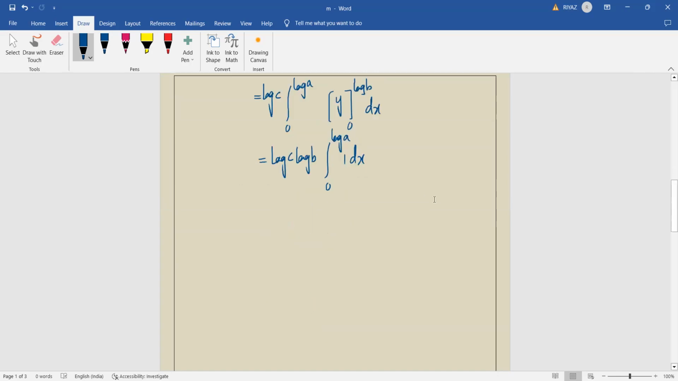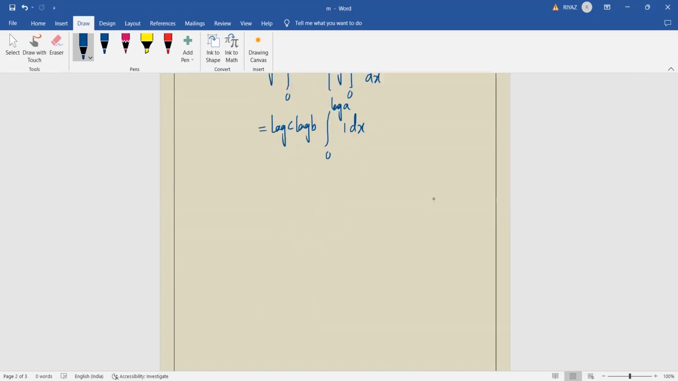What is the integration of 1 dx? x. So this is log c, this is log b, this is x, and the limits are 0 to log a. Now same story, upper limit minus lower limit. We are getting our answer: log c, log b, upper limit minus lower limit is log a minus 0. So the final answer is log a into log b into log c. We can write it as log of a plus b plus c, right?